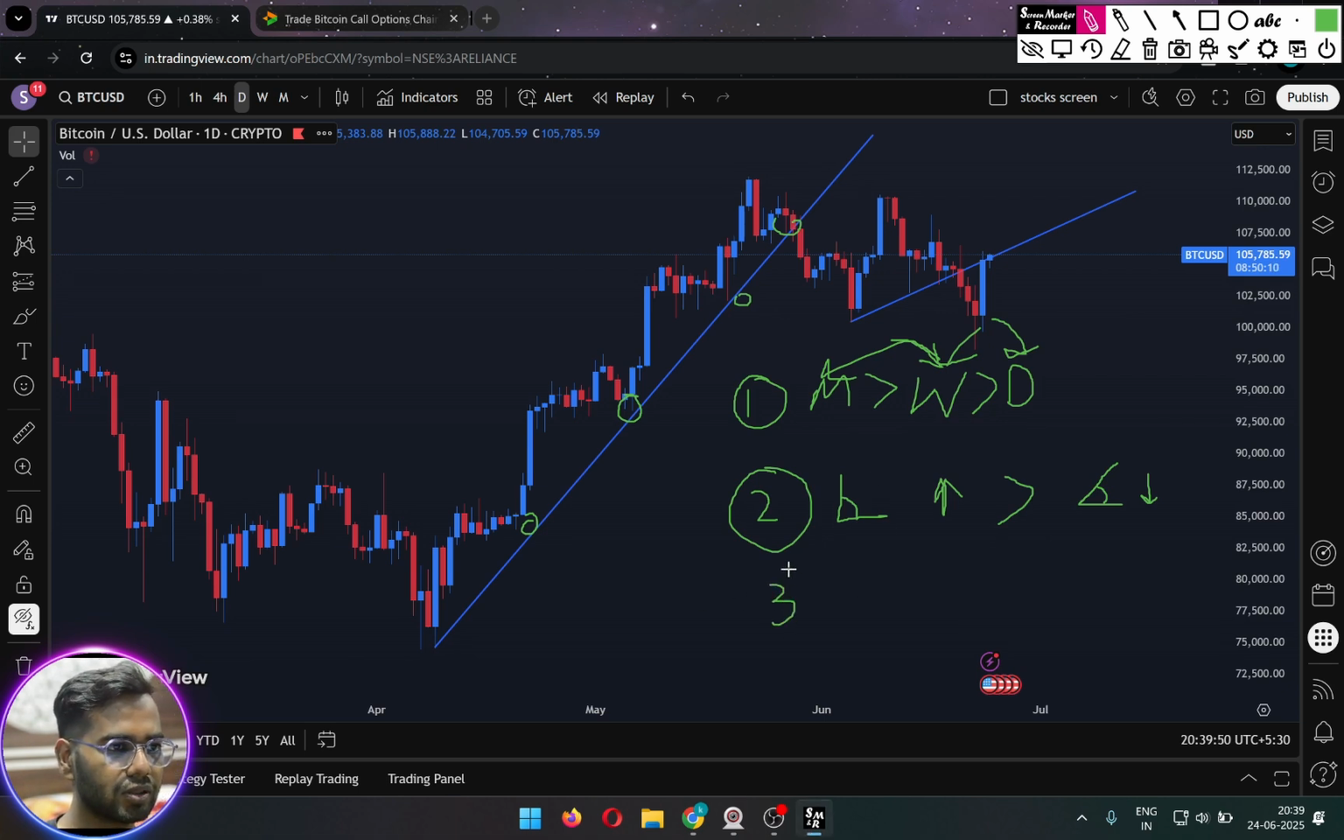Okay friends, then swings. If more picture perfect swings are made in the market, then the breakdown of this would be better as compared to the wicks.